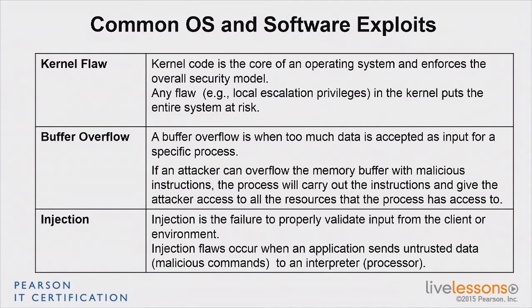A buffer overflow is when too much data is accepted as input for a specific process. If an attacker can overflow the buffer memory with malicious instructions, the process will carry out the instructions and give the attacker access to all of the resources that the process has access to. Injection is a failure to properly validate input from the client or environment. Injection flaws occur when the application sends untrusted data, in this case malicious commands, to an interpreter, to our processor. So operating system kernel flaws, memory buffer overflows, process injections. Those are our three most common operating system and software exploits.